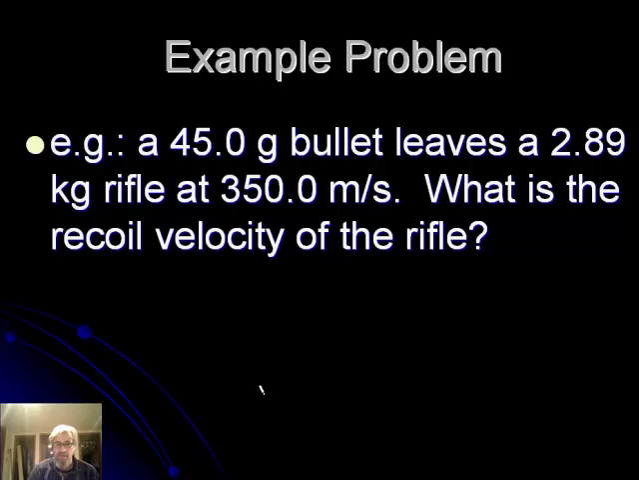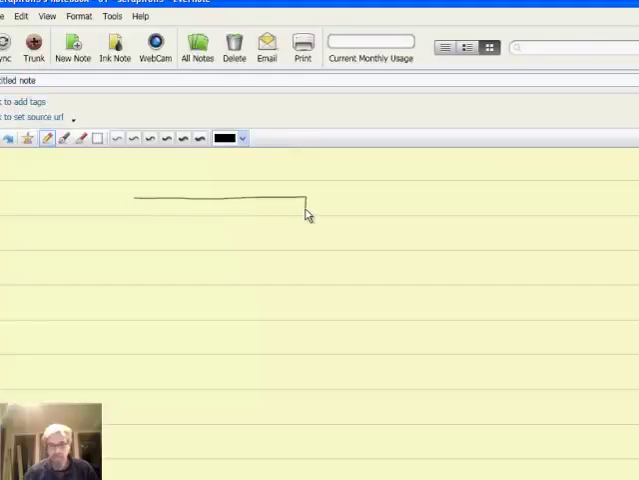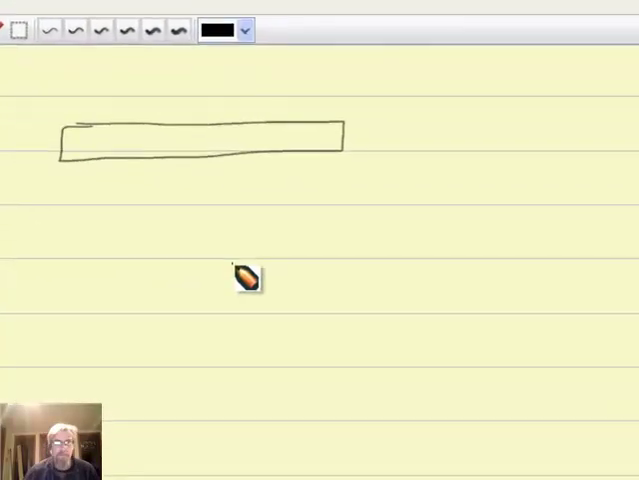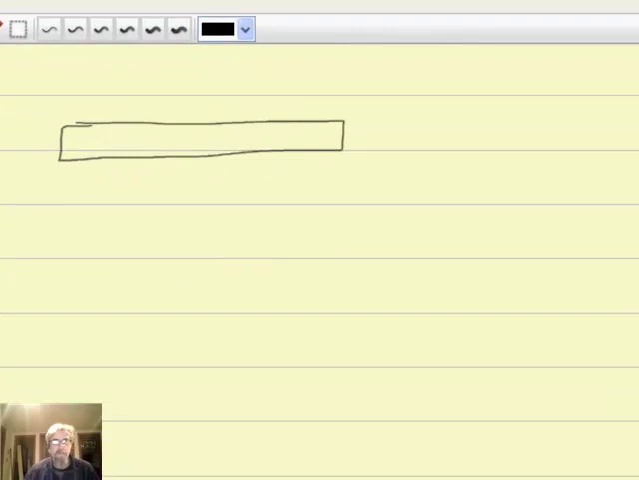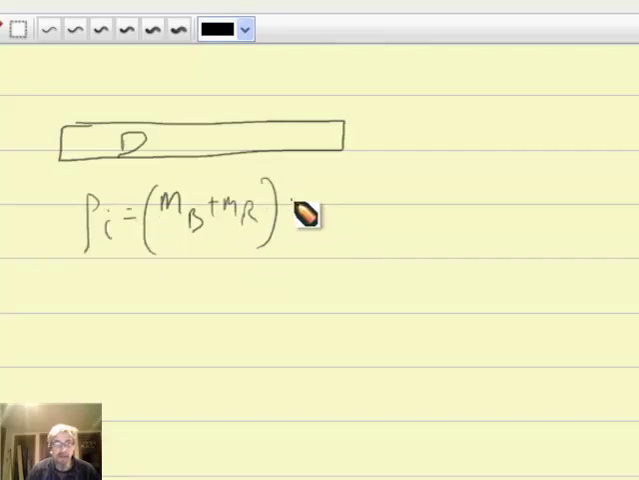Here's an example. A 45-gram bullet leaves a 2.89 kilogram rifle at 350 meters per second. And the question is, what's the recoil velocity of the rifle? Well, here's what they're getting at with this idea of recoil velocity. If you've ever shot a rifle, you know that the thing kicks back, it pushes back, and that's because initially this rifle, which contains the bullet to start with, has a momentum of zero. Even though it's got some mass, the mass is equal to mass of bullet plus mass of rifle. When you try to find initial momentum, that's multiplied by initial velocity, and that's just zero. It's not moving at all.